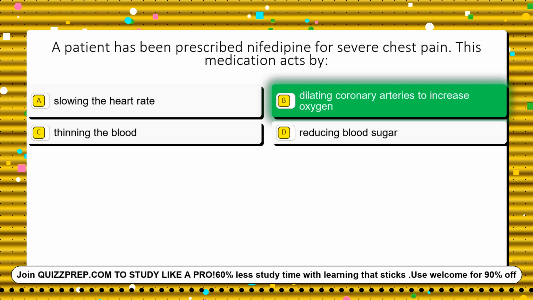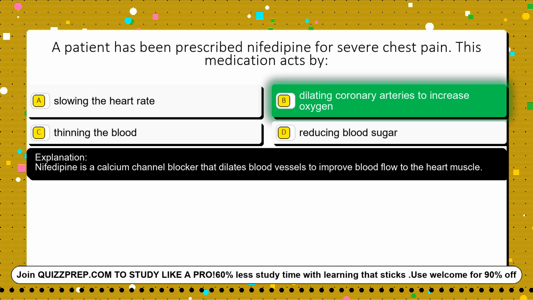The correct answer is option B, dilating coronary arteries to increase oxygen. Nifedipine is a calcium channel blocker that dilates blood vessels to improve blood flow to the heart muscle.